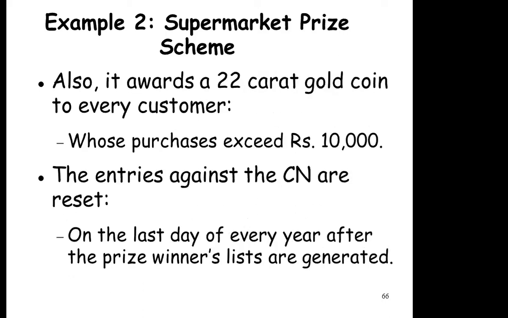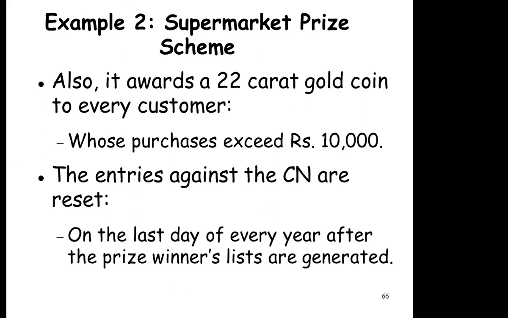Also, it awards a 22 carat gold coin to every customer whose purchase is more than 10,000. So a record has to be there, so one stock type object should be there. And on the last day of every year, after the prize winners list is generated, it resets every year, because it is year by year. So reset has to happen after the prize winners of a particular year are announced.